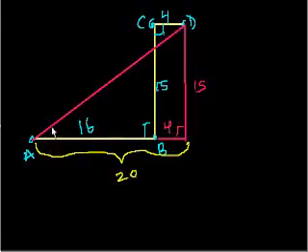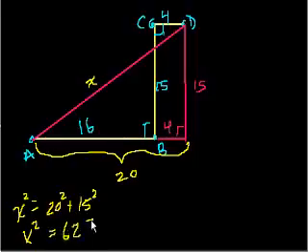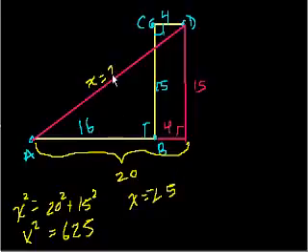So now what we're trying to figure out, her straight line distance, is nothing but the hypotenuse of a right triangle, where we know the other two sides. So we can say if this is her straight line distance, x, we could say x squared is equal to 20 squared plus 15 squared. Or x squared is equal to, let's see, this is 400 plus 225 is equal to 625. And the square root of 625 is 25. So x is equal to 25. So her straight line distance is 25.